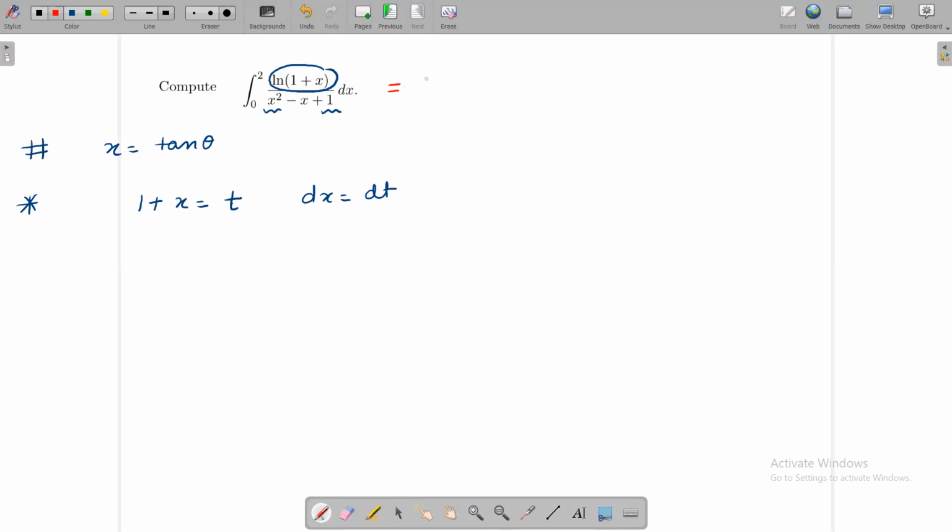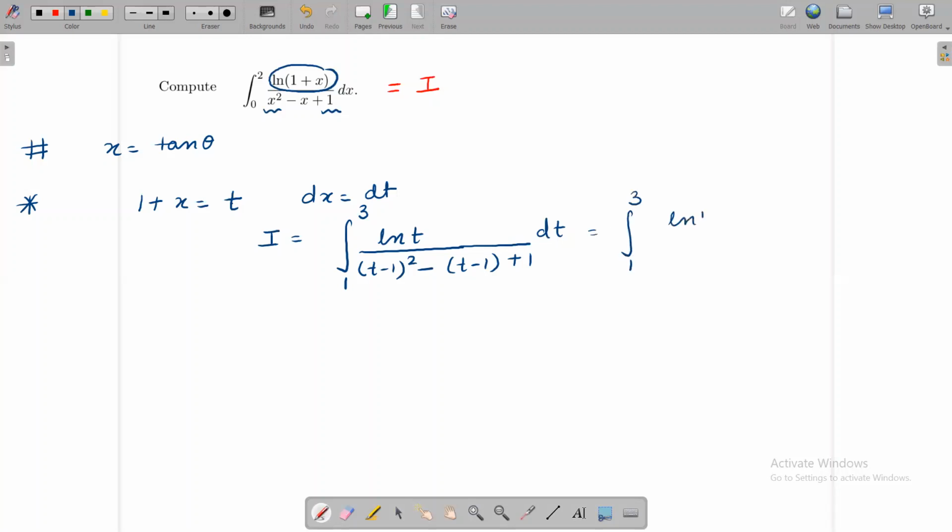If I assume that the integral which I need to evaluate is I, then this integral I will now take the form lower limit 1, upper limit 3, ln t upon, every x is to be replaced with t minus 1, and dx is to be replaced with dt. Well, this integral finally takes the form 1 to 3, ln t dt in the numerator, denominator t square, all the terms of t together, all the constant terms together. So this is the new form of the question.